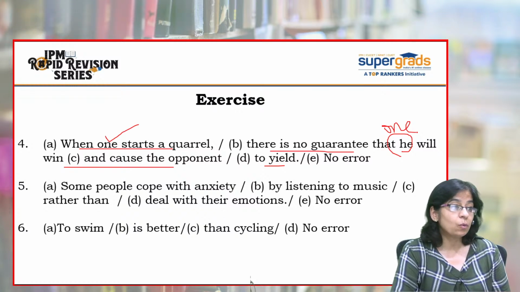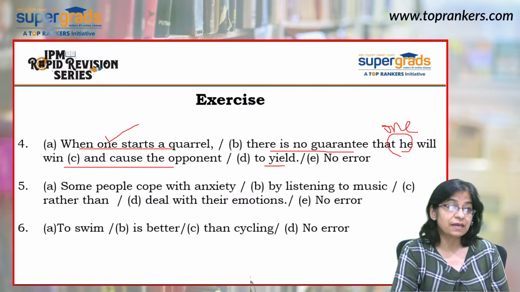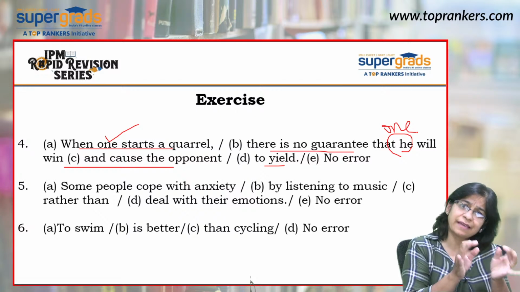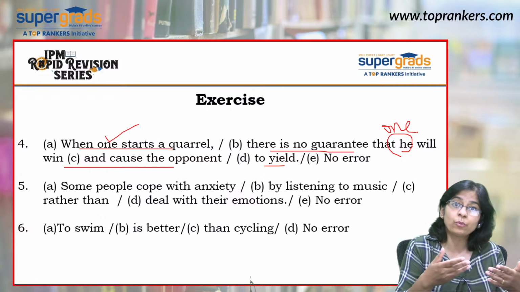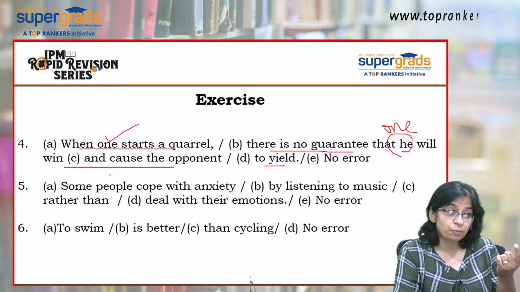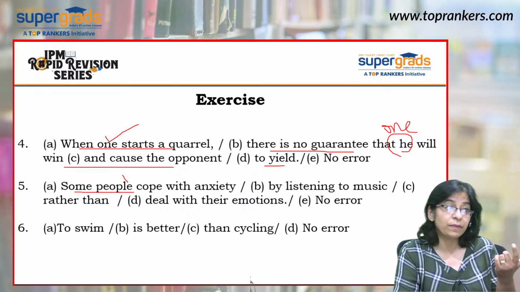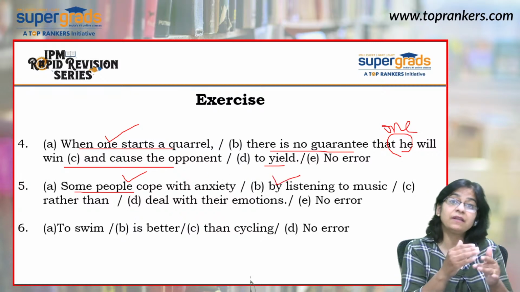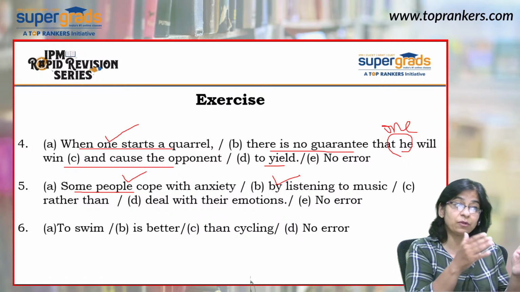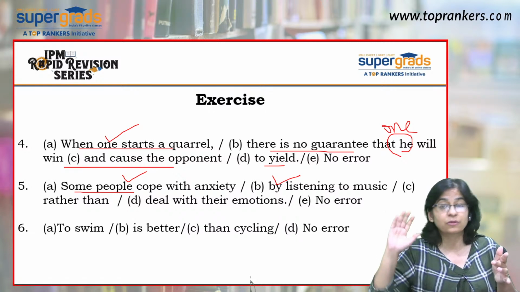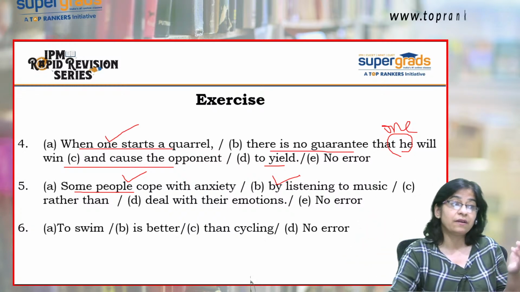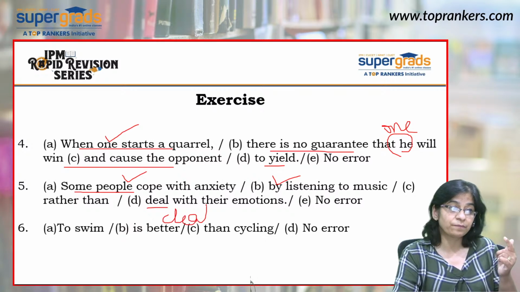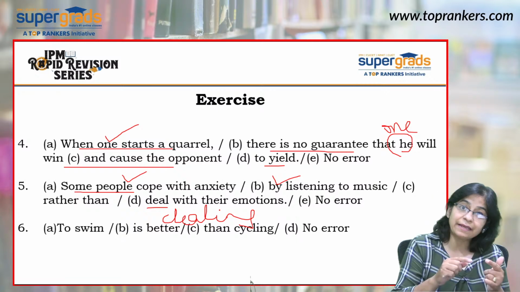Some people cope up with anxiety by listening to music rather than deal with their emotions. Now, see, if you look at the sentence carefully or if you read the sentence aloud, you'll know where the problem lies. The sentence talks about how people cope with anxiety. How do they cope with anxiety? Well, some listen to music. But then, how is the sentence structured? It says some people cope with anxiety by listening to music. So, how are they coping? By listening to music. Rather than deal with their emotions? We should say rather than dealing with their emotions.